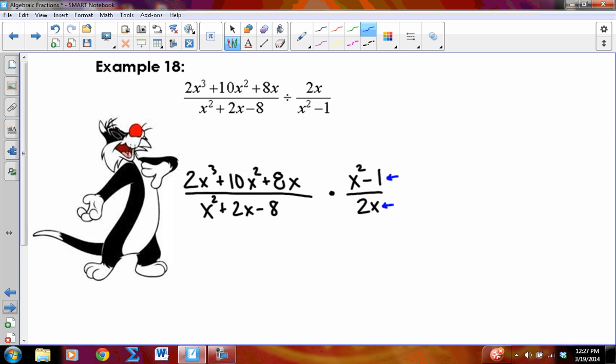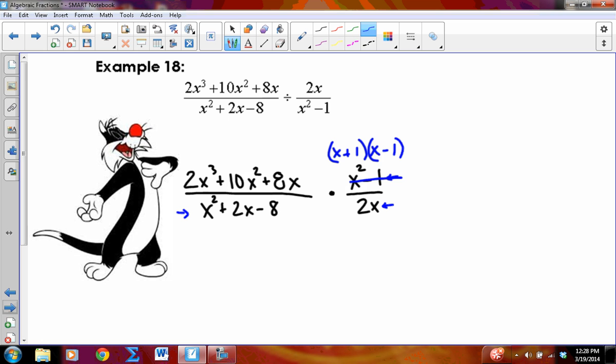X squared minus 1. Love this because that's my fave. Difference between two squares is going to be x and x, 1 and 1. Signs are different: plus 1, minus 1. Done. Okay? Come down here. X squared plus 2x minus 8.